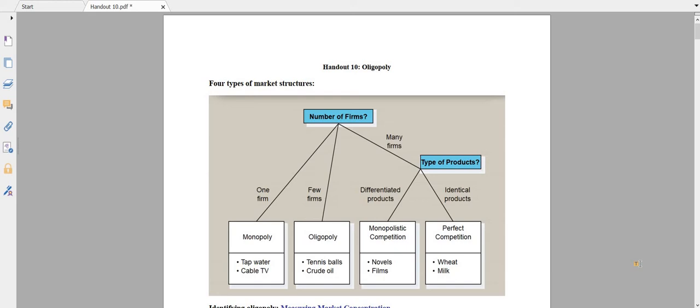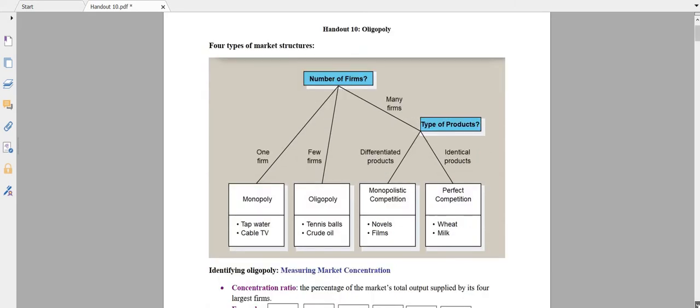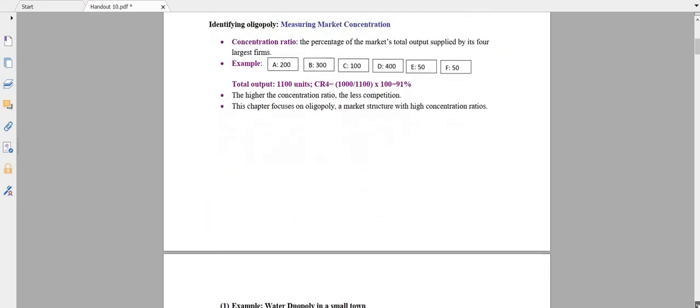Now, moving forward, let's first learn how we can identify oligopolies. How can we tell whether a particular industry or a particular market falls under this market structure? The way you can do that is by measuring the market concentration ratio. Now, what is this concentration ratio? It is the percentage of the market's total output supplied by its four largest firms.